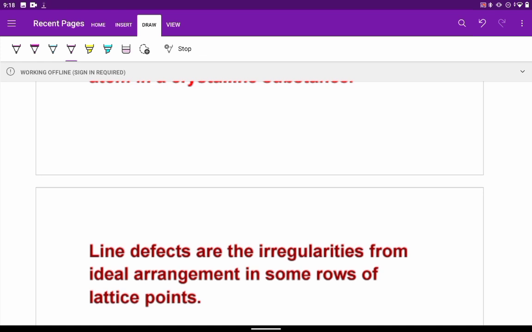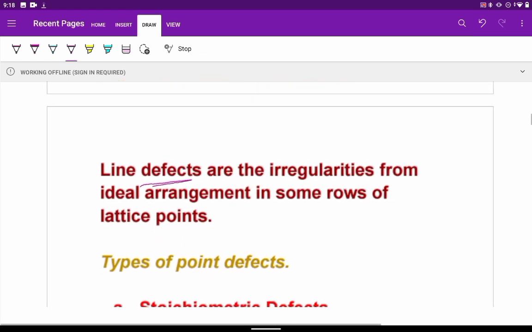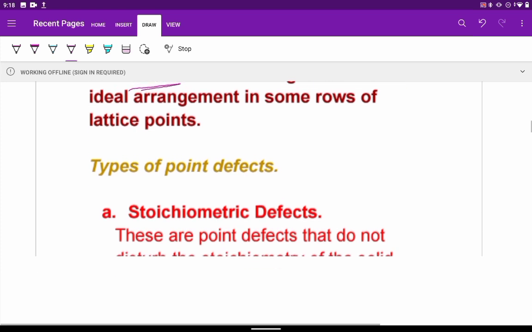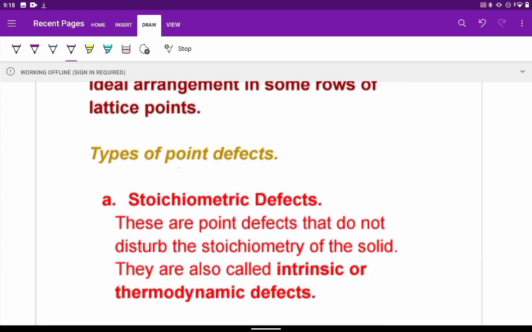And if the irregularities from ideal arrangement are in some rows of lattice points, then there will be line defect in the rows of lattice points. That gives rise to line defects. First we will concentrate on point defects. So we will see types of point defects.